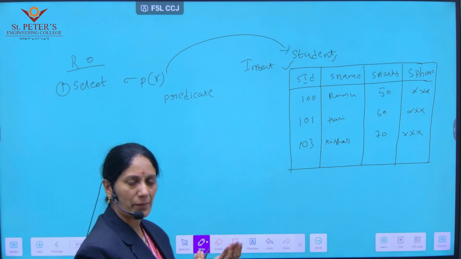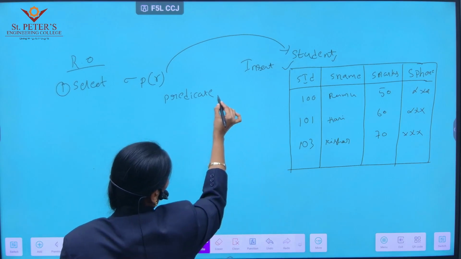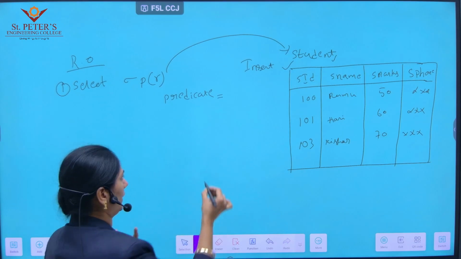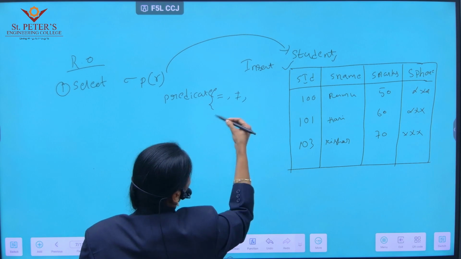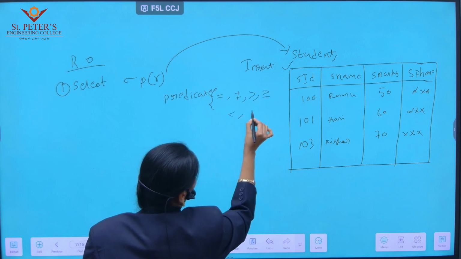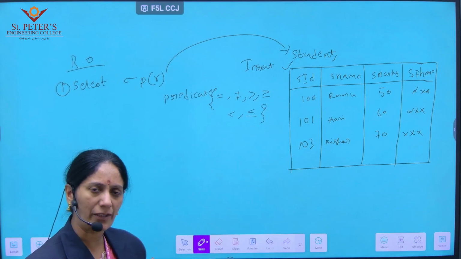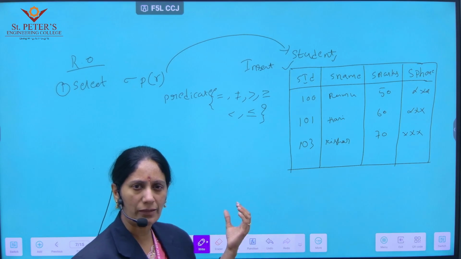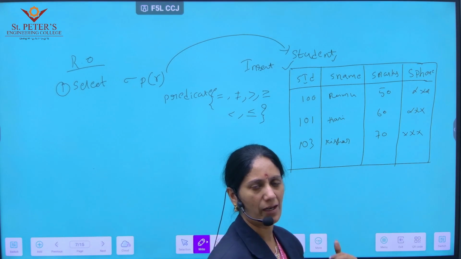Predicate operation means there are different types of conditional symbols. What are the different types of conditional symbols? Greater than, equal to, not equal, greater than or equal, less than or equal to. These are the different types of conditional operations. Using conditional operations, we select the data from the database table.